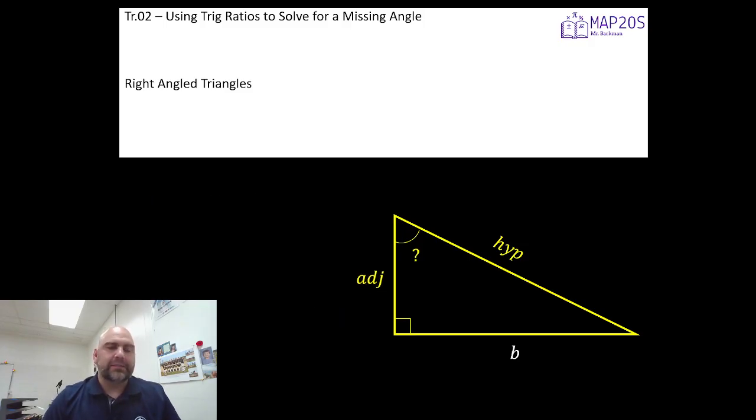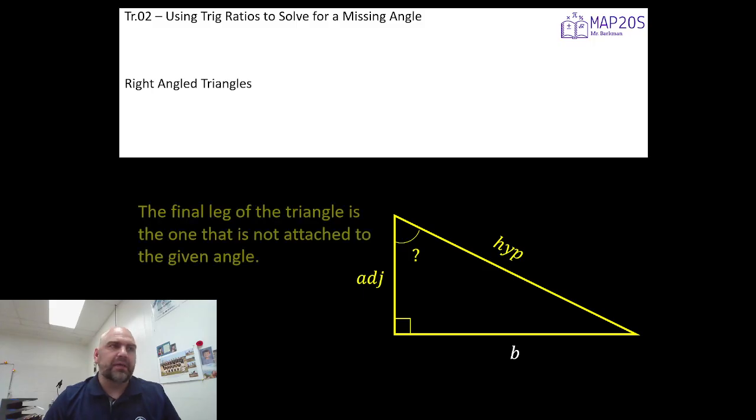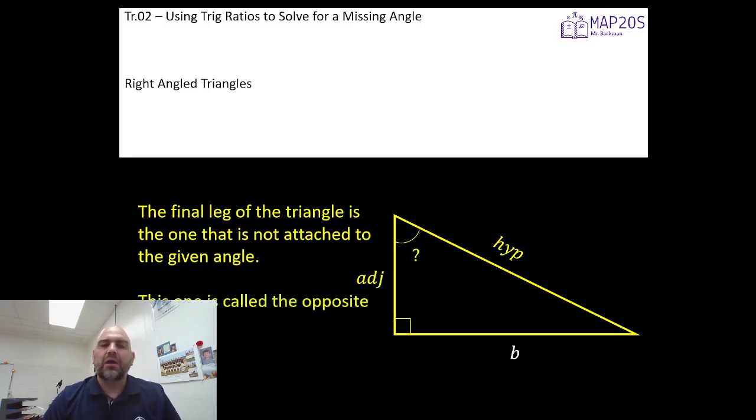So the final leg of our triangle, in this case it's B, is the one that is not attached to the given angle. You'll notice this one is attached to the 90 degree, but the angle it makes with the hypotenuse is not the given one or the one we're trying to find in this situation. This one is not adjacent to the angle, it is on the opposite side. And so we're going to switch this to the opposite. Now again, just like the other ones, I'm going to shorten it a little bit to make it simpler to read. And this is now our opposite side.